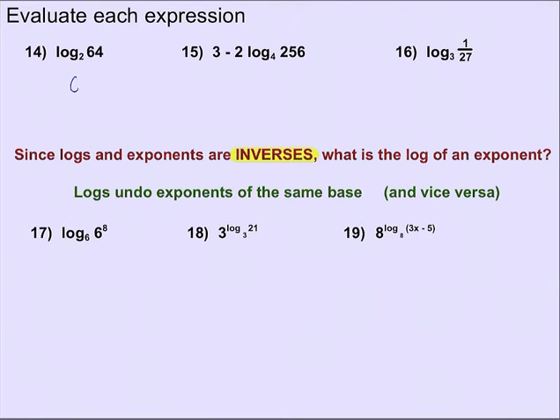If you don't know it off the top of your head, that's okay. You can just count. Count by products of 2. 2, 4, 8, 16, 32, 64. We're up to 6. Great.